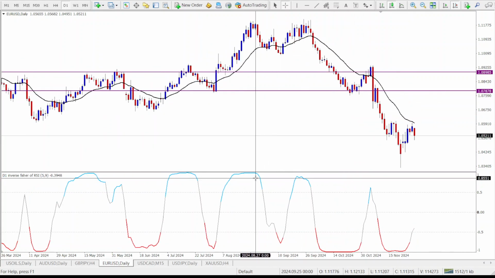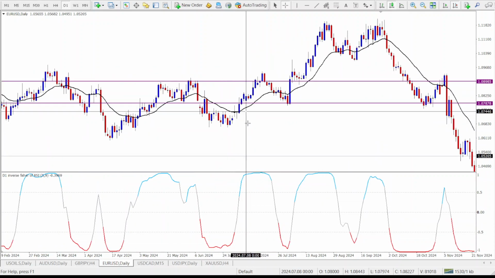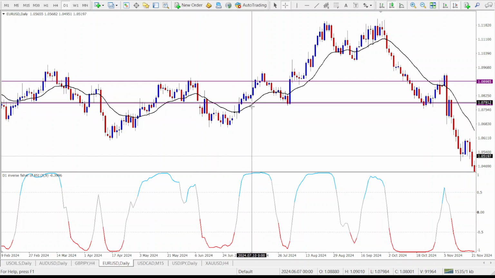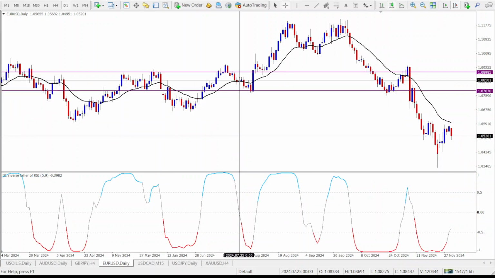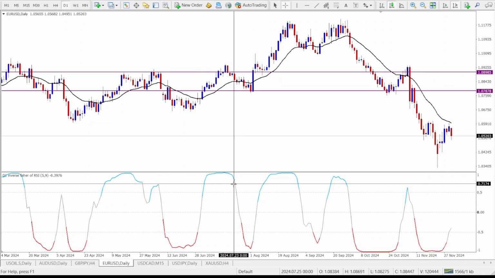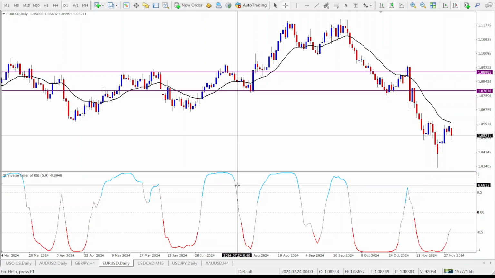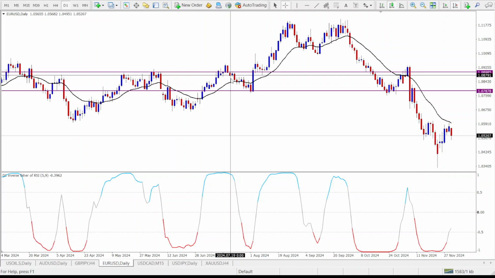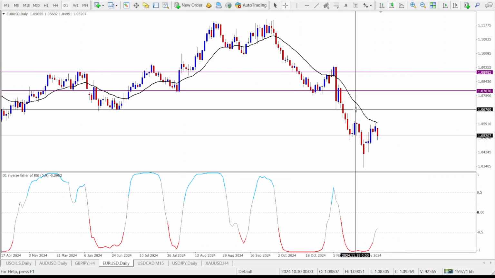And we can see that even in the case of a buy trade, here the inverse feature of RSI indicator confirmed the buy, and right about this point when the moving average was confirming a buy exit, you can see that the inverse feature of RSI also gave a sell signal, which meant an exit signal for our buy trade. So this is proof that the moving average can be used as a confirmation tool.